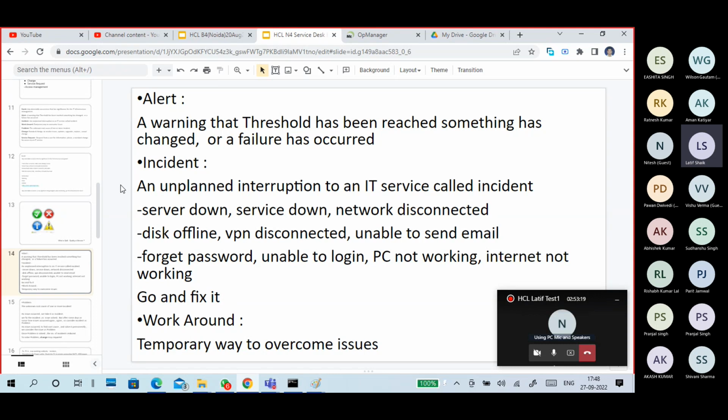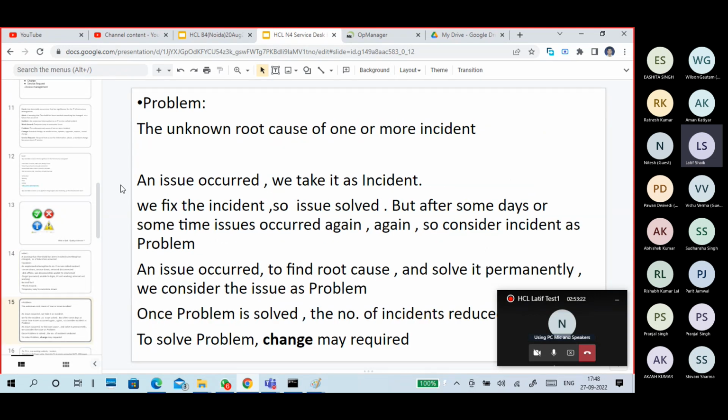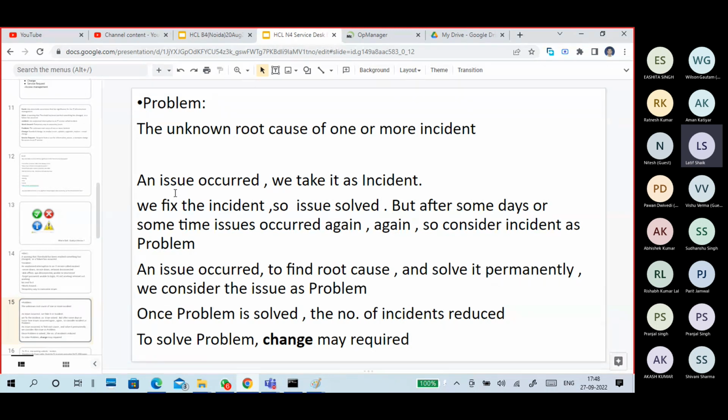Okay, this is up to here, but this is clearly listening, guys. Already I told about problem and incident. What is a problem? Unknown root cause of one or more incidents. Whenever any issue occurs, we take it as an incident. We fix the incident, so the issue is solved. But after some days, sometimes we get the issue again. Then we have to consider these issues as a problem. Sometimes issues occur randomly, meaning multiple incidents occur because of a certain root cause. Find the root cause, solve it permanently.